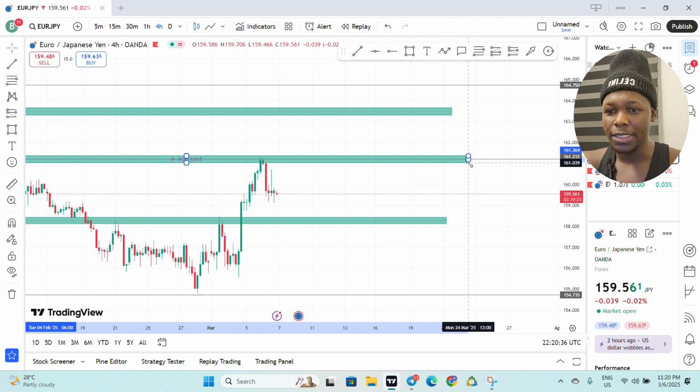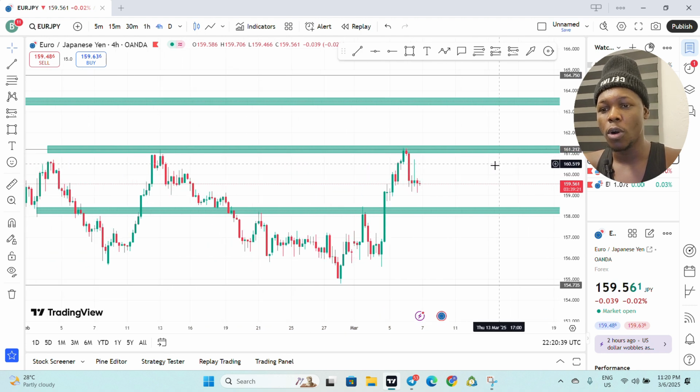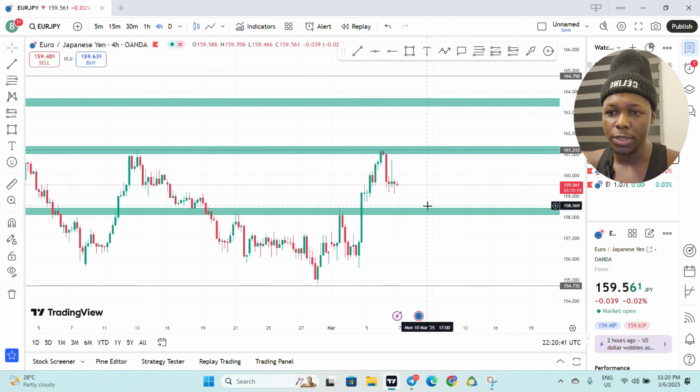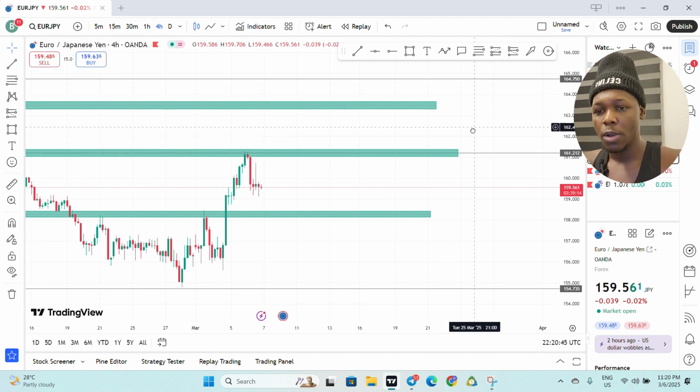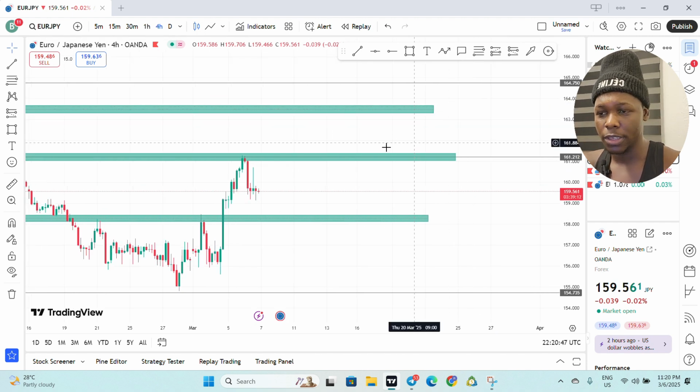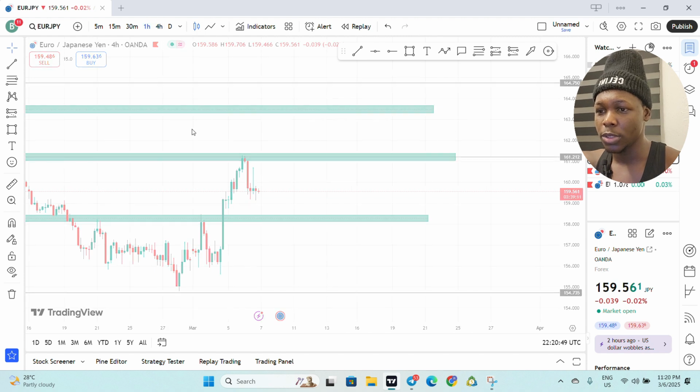So for me to find my entry, I can't be waiting for the market to give me the confirmation entry I need at the 4 hours. How many 4 hours of the day am I going to wait before I take my entry? So what I do then is I come down to 1 hour.